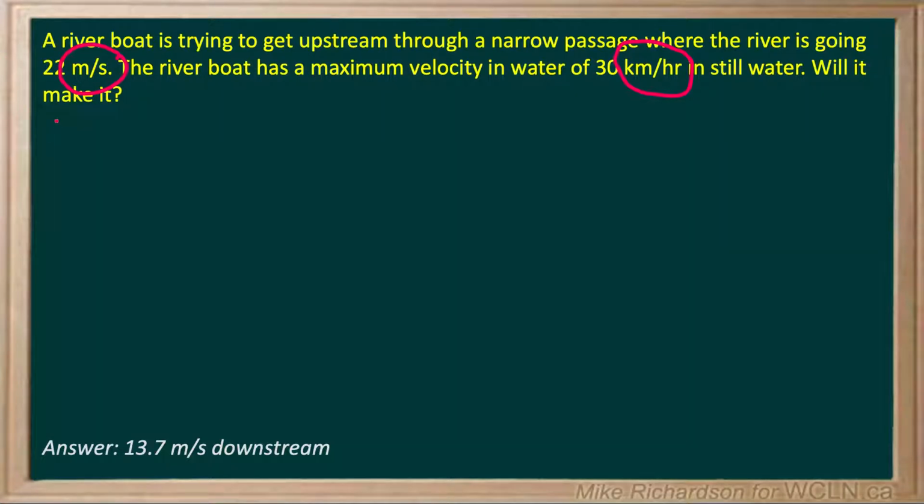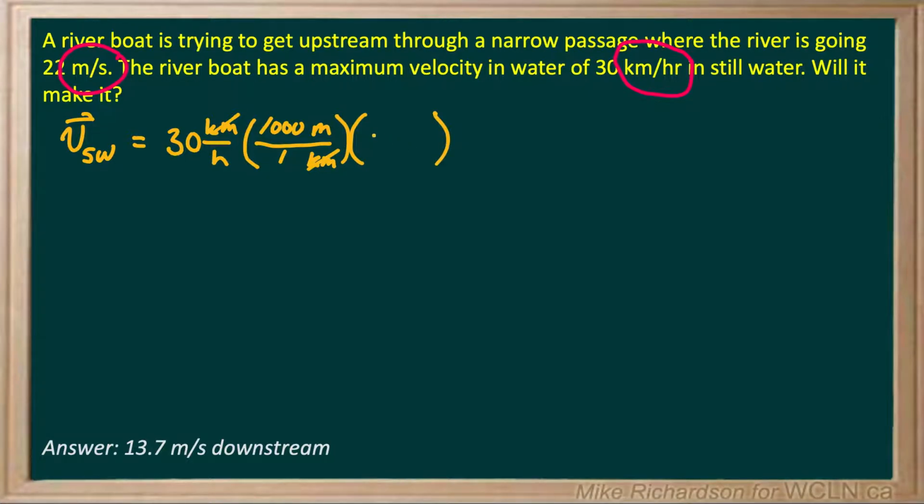So if I call the velocity of the boat in still water VSW, so your maximum velocity, still water, it's 30 kilometers per hour. Now I want to convert that to meters per second. It doesn't matter which we get rid of first. Let's get rid of the kilometers. Now it's on top here, so place it in the bottom of my unit conversion, and I want to get meters. There's 1,000 meters in 1 kilometer. Notice the kilometers will cancel, and now I've got meters divided by hours.